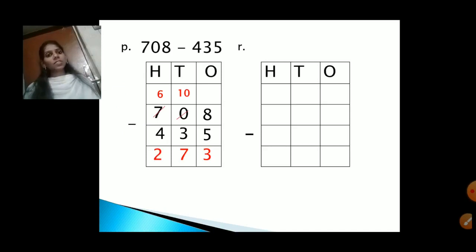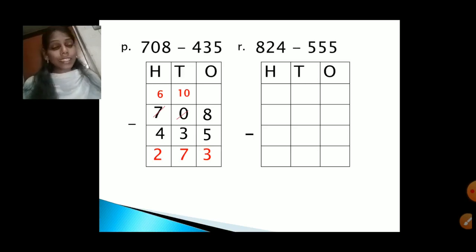So 708 minus 435 equals to 273. Now we will solve our sum R. 824 minus 555. So first we will place 824 over 555.